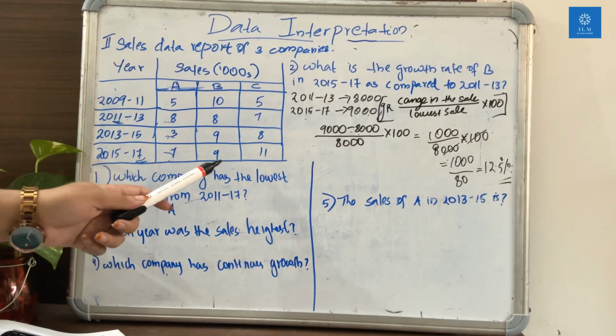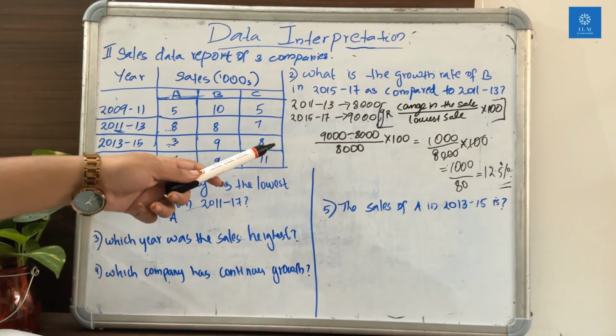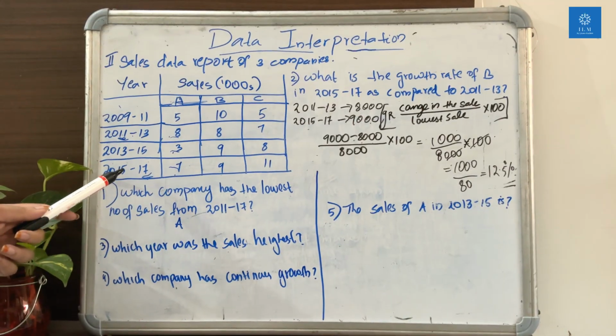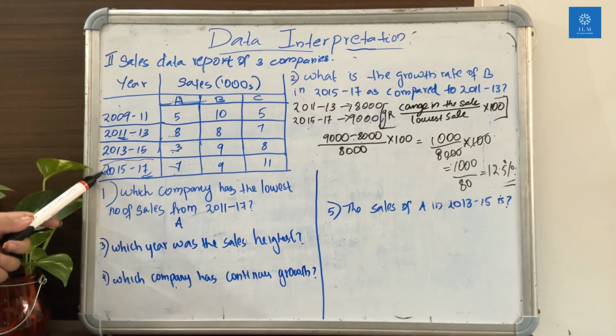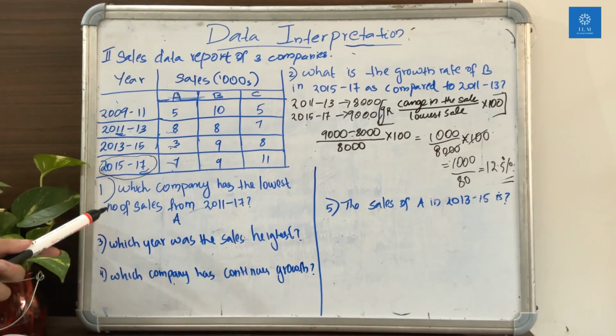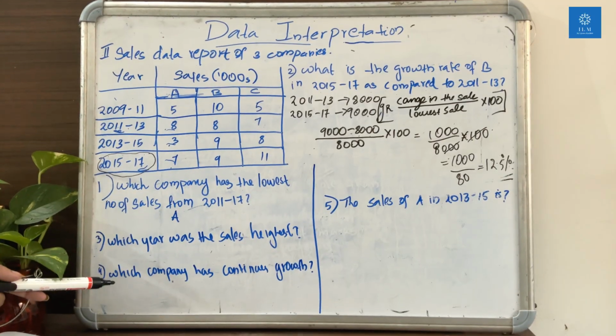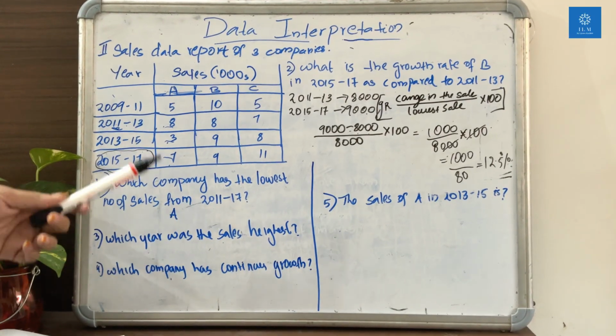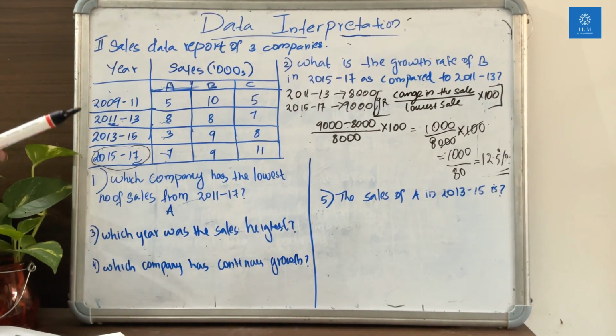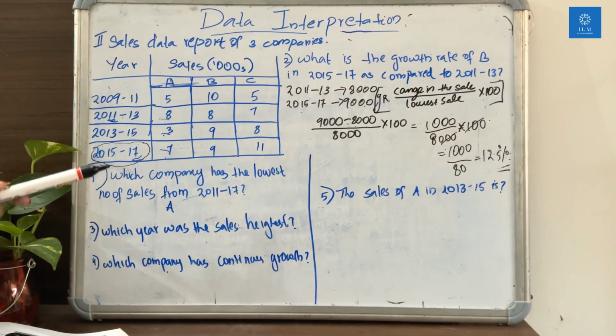Then here 7 plus 9 plus 11. So that is 27. So the sale is highest in which year? It is 2015 to 2017, right? Now next question, which company has continuous growth? So continuous growth is visible in which of the companies?